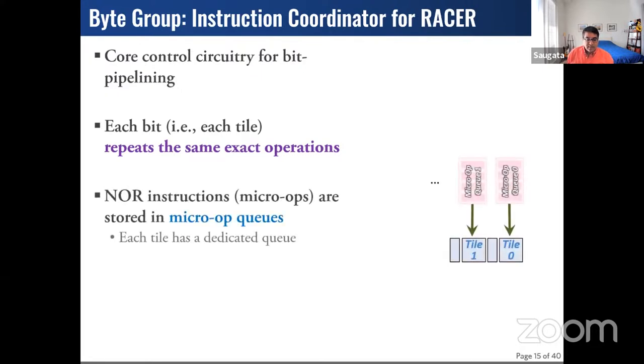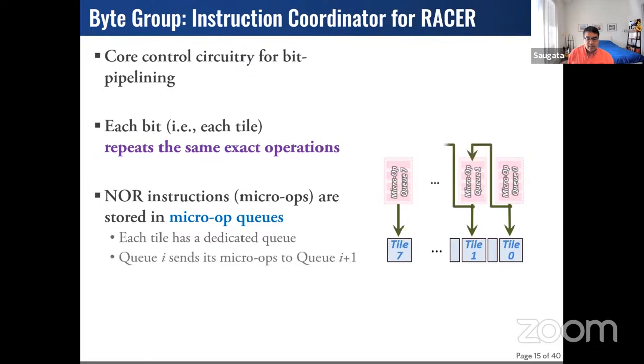Instead, what we do is we design a series of micro-op queues where we queue up our NOR instructions, which we call micro-ops. And we call them micro-ops because multiple NOR instructions can do meaningful work, like an add, a subtract, a multiply, a compare. I'll show you more of those in a second. But then each tile in the pipeline, each pipeline stage, has its own dedicated queue telling this tile what to do for its NOR operations.